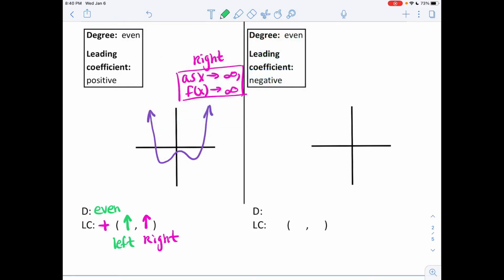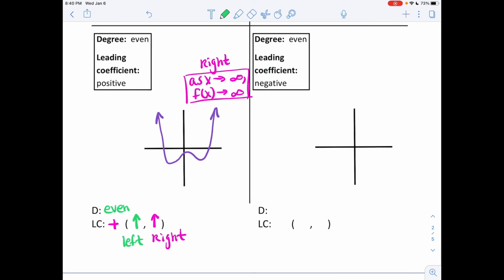If we look on the left now, the left is always x headed towards negative infinity. Then f of x is headed towards, in this case, positive infinity again because our arrow is pointing up. So both arrows are pointing up. We have positive infinity for both.